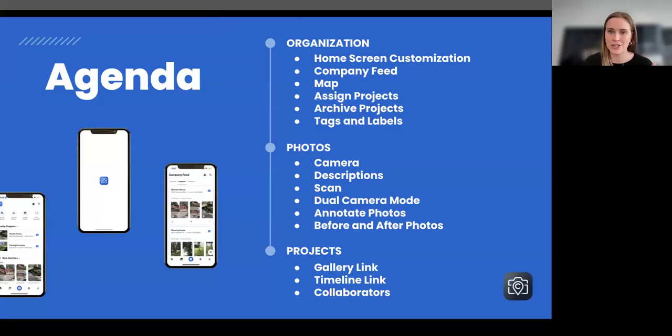Your home screen on mobile, what the home screen on the desktop looks like, your company feed and maps, great ways to find photos and projects, assigning projects, archiving those projects, and tags and labels. That's all going to live under organization. And then, of course, the camera, the most important part of our software: taking pictures, leaving descriptions, scanning in documents, annotating photos, before and afters, all really key features within CompanyCam.